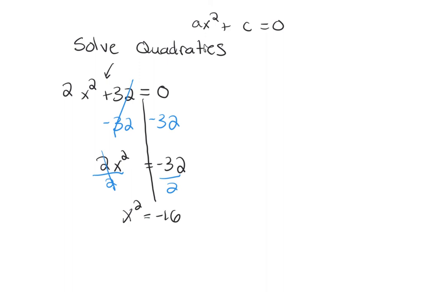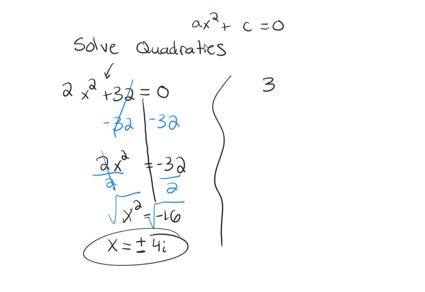And then to finish solving this, to get x by itself, what's the inverse of something squared? It is square rooting. When you are solving for x and you're square rooting, you always have a positive and a negative version of your answer. And the square root of -16 is 4i.